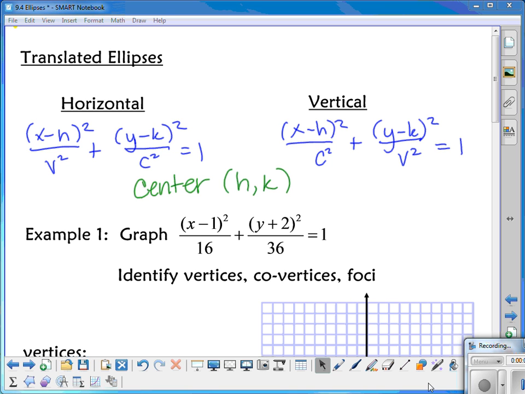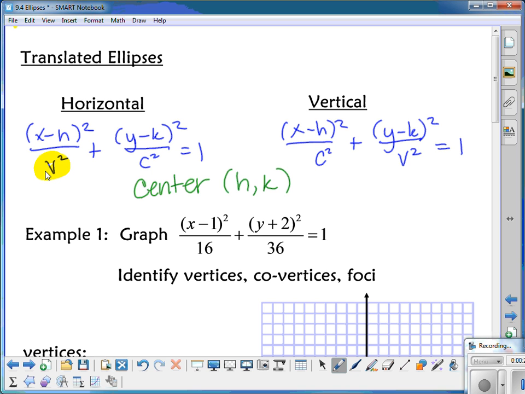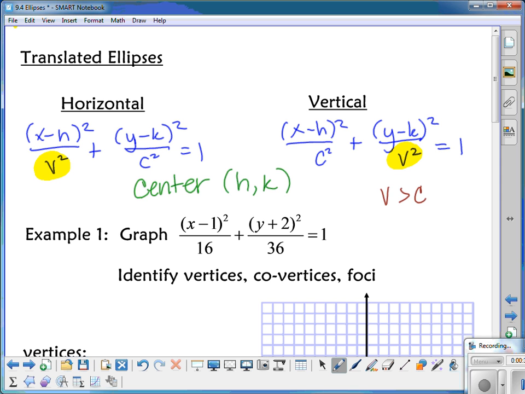Okay, so today we're just continuing on from what we did on Friday. Friday we did ellipses with the center at 0, 0, so we just had x squared and y squared on top. But now we're going to translate them, put them in the h, k form. The center is at h, k. When it's horizontal, the larger number is under the x squared term, and when it's vertical, the larger number is under the y squared term. So when I use that here, I'm saying that b is greater than c on these.